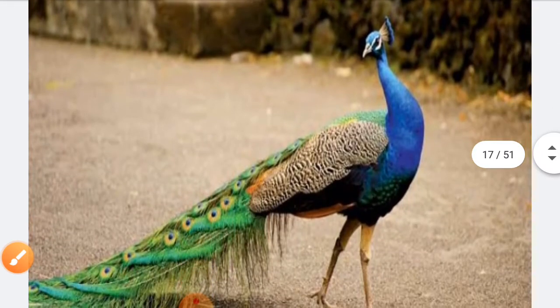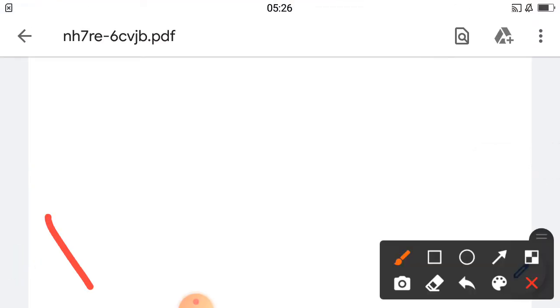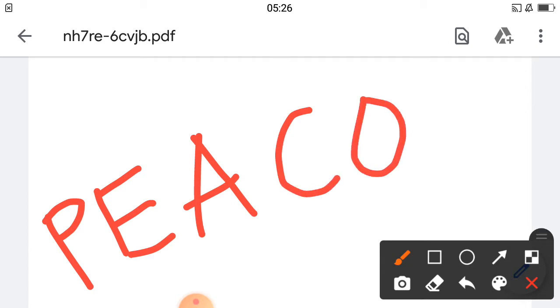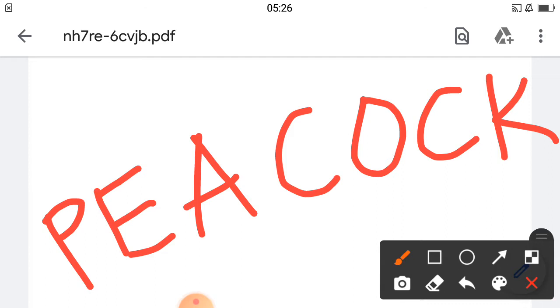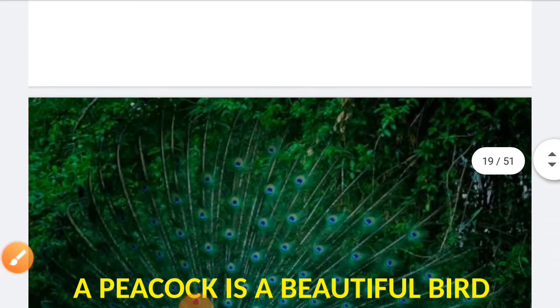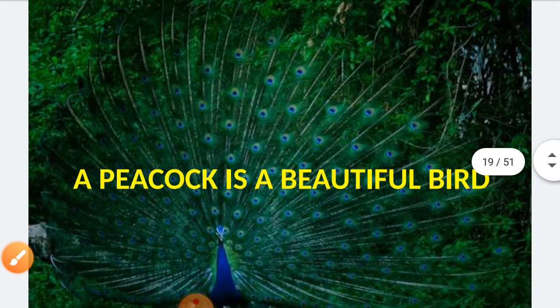What do you see in this image? Wow! This bird has a very beautiful tail. Yes? And do you know, this is also the national bird of our country, India. The name of this bird is peacock. P-E-A-C-O-C-K, peacock.